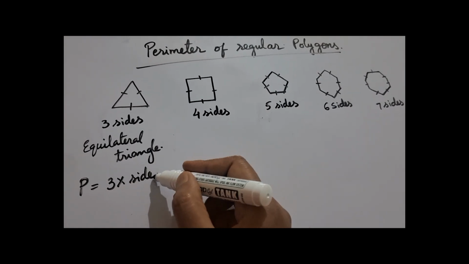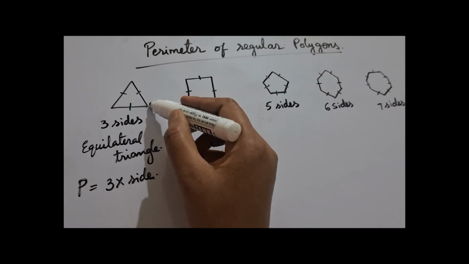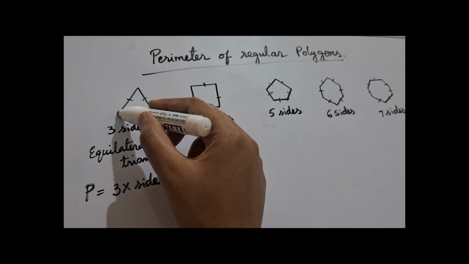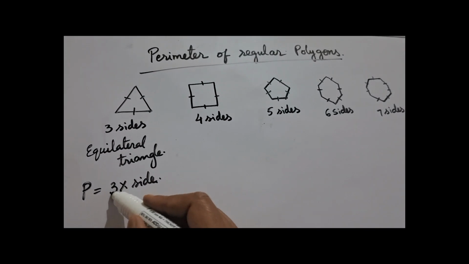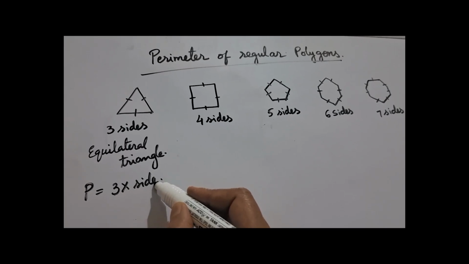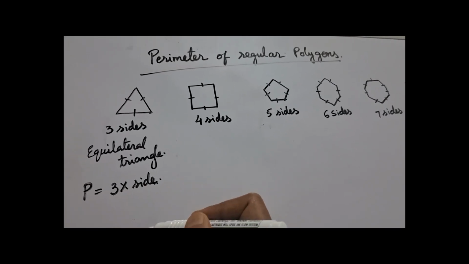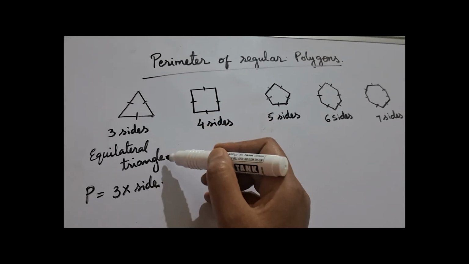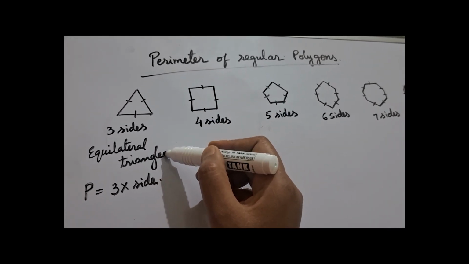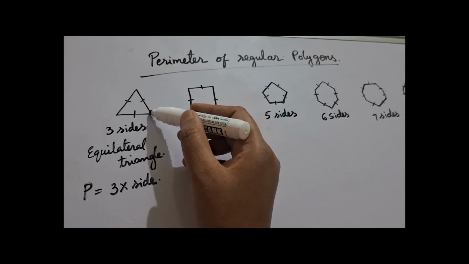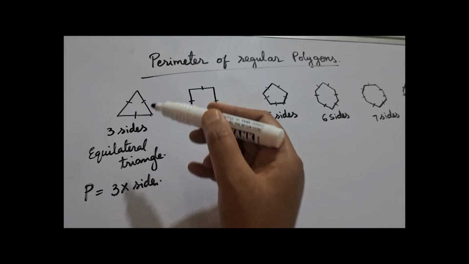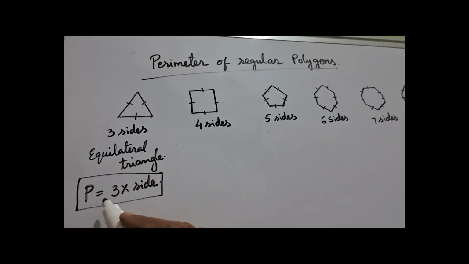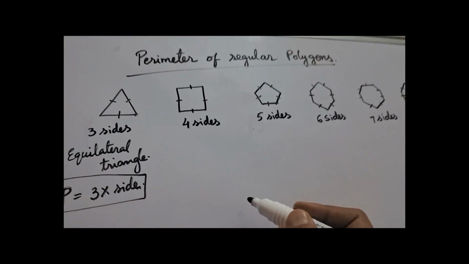If the side is given as suppose 4 centimeter, right? 4 centimeter plus 4 centimeter plus 4 centimeter. 3 sides it is having. So 3 into that 4 centimeter, we will get 12 centimeter. Okay children. So an equilateral triangle, which is also called a regular polygon of 3 sides, the formula for finding perimeter is 3 into side.